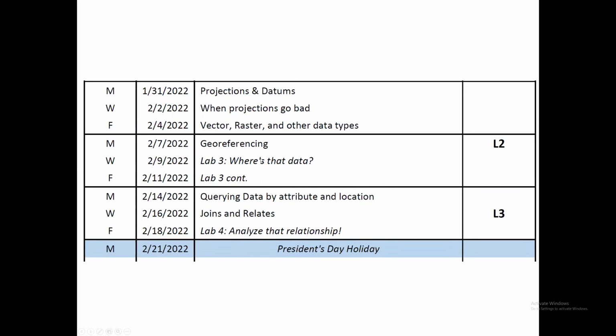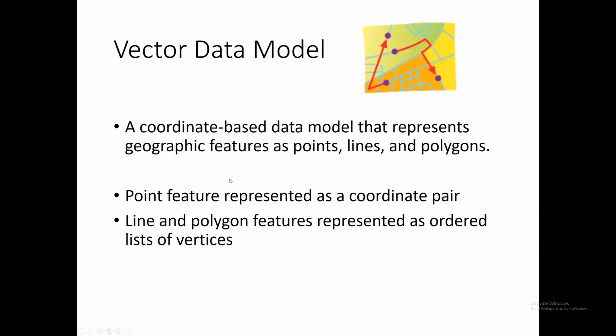Okay, so let's get into some of the content for today, thinking about different data types. We're going to start thinking about vector data types, vector data models. Again, all types of data in GIS and remote sensing, all of these geospatial technologies, are abstracted representations of reality. And this is an important thing to remember, right?